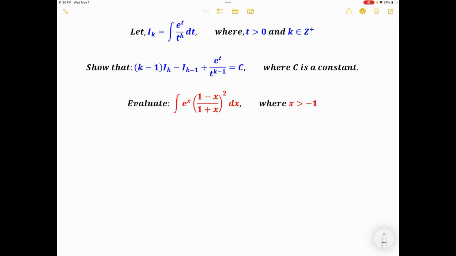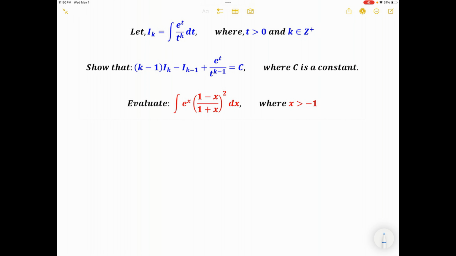Alright, after that we need to evaluate another nice integral. Integration e to the x times 1 minus x over 1 plus x, everything raised to the second power dx, where x is greater than negative 1.